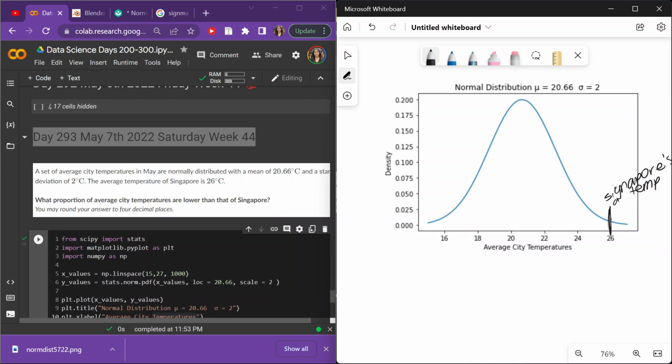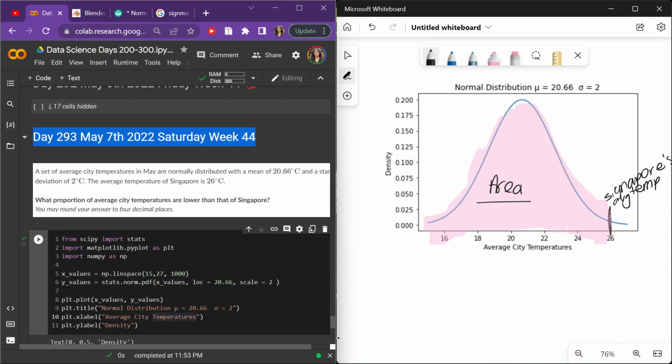Or average temperature. And they basically want to know what proportion of average city temperatures are lower. So that's basically all of this. All of this. All of this area. That's all of the temperatures that are lower than Singapore's average temperature. And so how do we find this area? How do we find this number? Well, there's two ways we could do it.